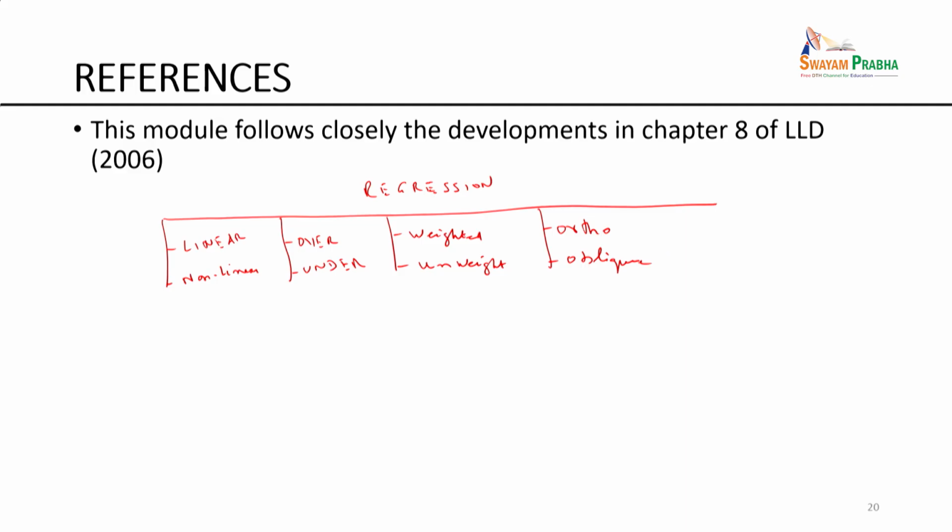Now you can see the linear, overdetermined, unweighted case relates to orthogonal projection. The linear, underdetermined, unweighted case is again related to orthogonal projection. So you can see the multiplicity of ways in which we have covered this. And there is another classification: unconstrained and constrained.